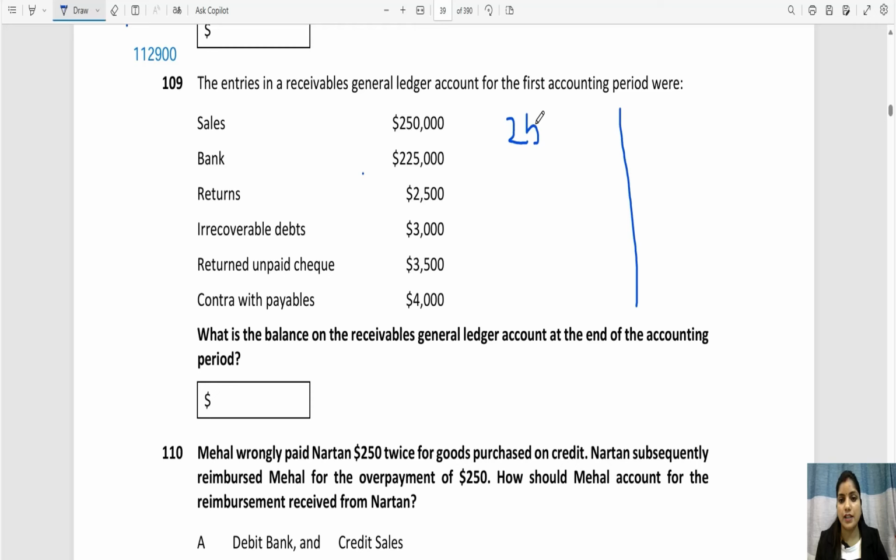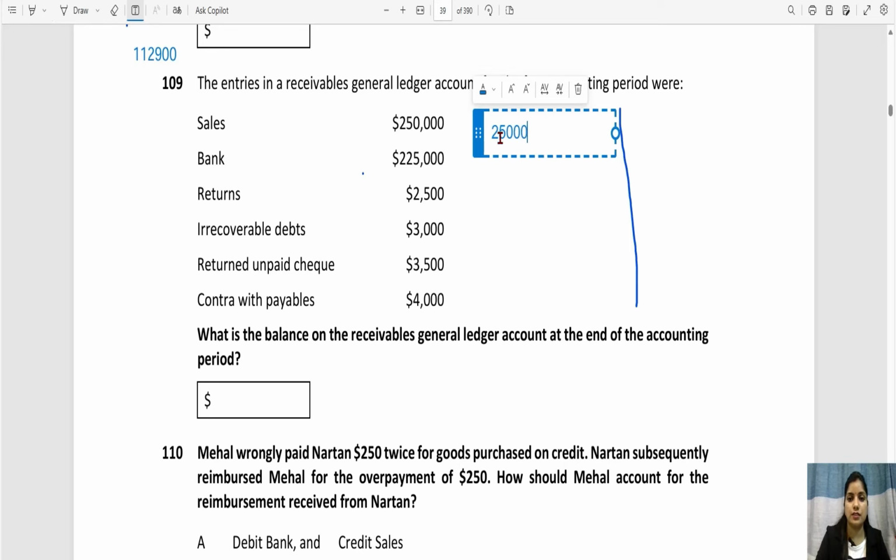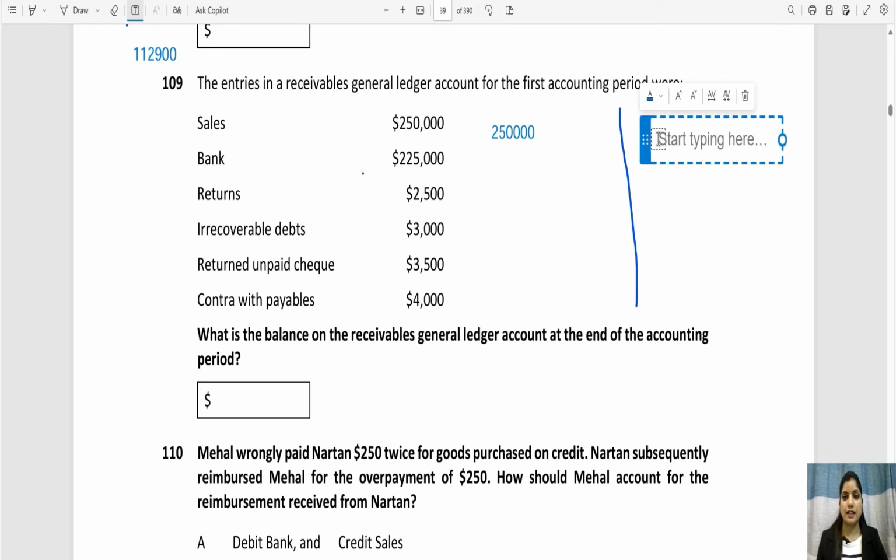So 25, just wait. Okay, so what's the amount? 250,000, right? Okay, so next we have, on the bank we have received 225,000. So again we will assume that we have received it in respect of the receivable balance that is due from our customer. So if we are receiving an amount from our customer either by cash or by bank, it will reduce our receivable balance. And reducing receivable balance means it should be posted on the credit side. And what is the amount?